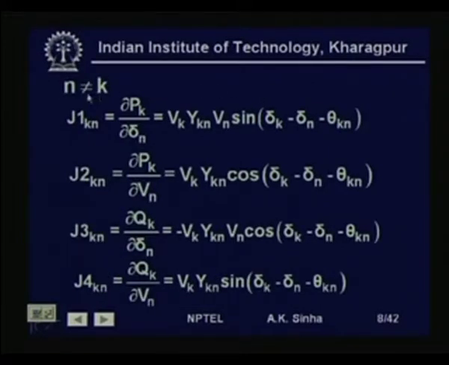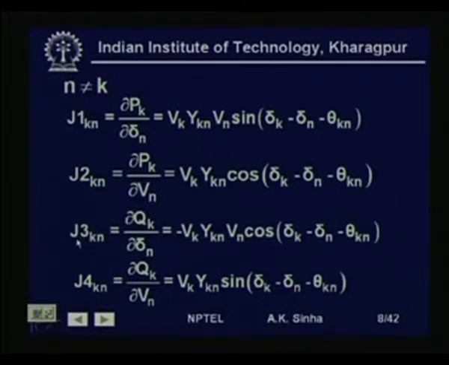The off diagonal terms are obtained like this. J1 kn, that is, the off diagonal terms of J1, ∂Pk/∂δn, is given by Vk Ykn sin(δk − δn − θkn). The off diagonal terms of submatrix J2, ∂Pk/∂Vn, is equal to Vk Ykn cos(δk − δn − θkn).